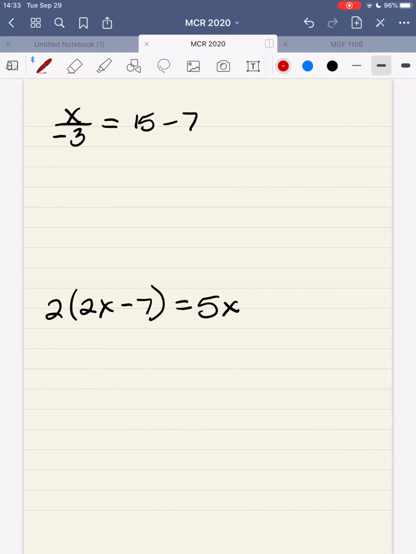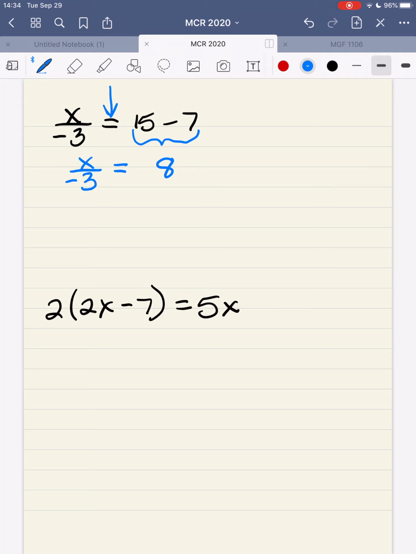Right, so over here, the third one, I have x divided by negative 3 is equal to 15 minus 7. Identify where your equal sign is at. And over here, I can go ahead and combine those terms. Okay, so if I have 15 and a minus 7, my 15 is positive, my 7 is negative, I end up with 8, which is going to be equal to x divided by negative 3.